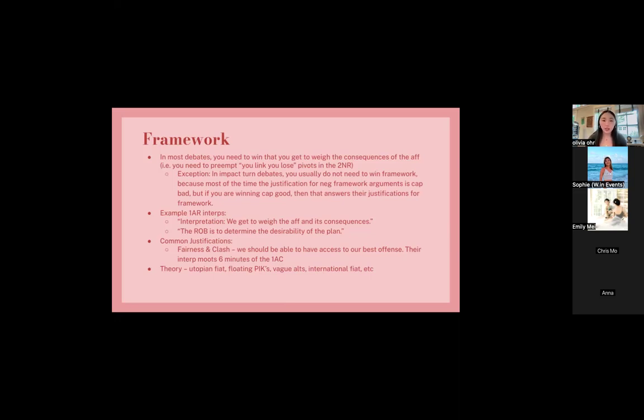Second is clash. You can argue that clash turns all their offense and is an external impact because it makes them better advocates if they're forced to defend the alternative against a logical opportunity cost like the AF.